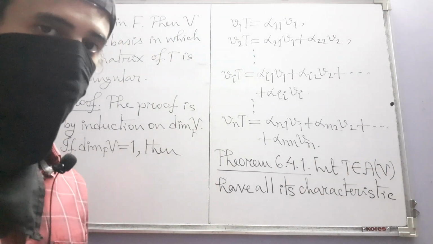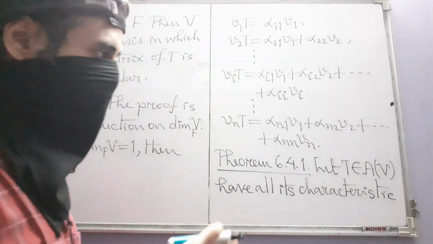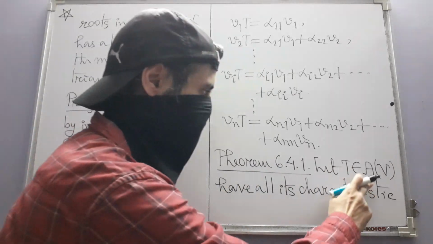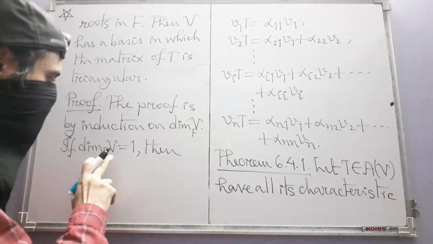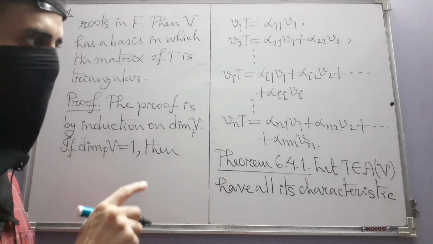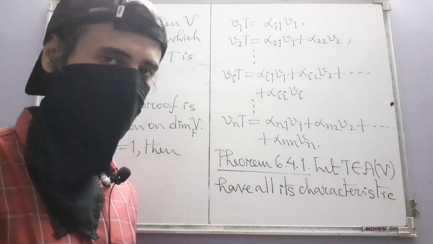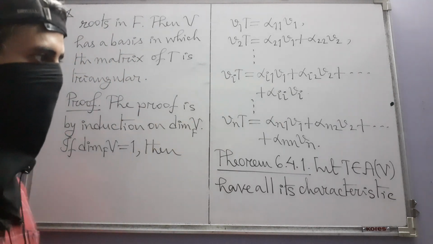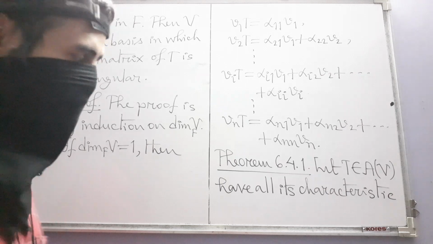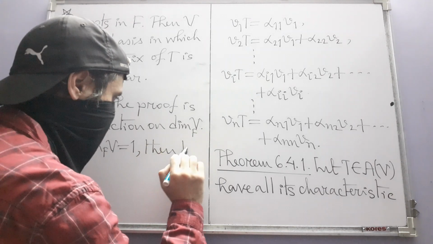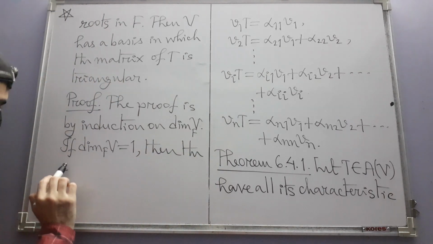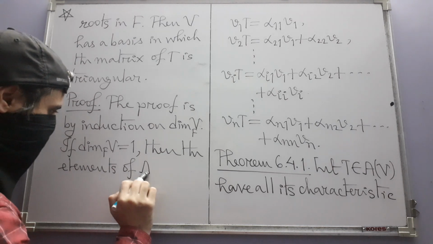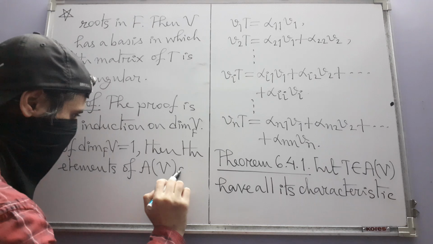what is the dimension of A of V? A of V is an algebra, but being an algebra, A of V is also a vector space, so it has its own dimension. That dimension is, you see, if the dimension of V is n, then the dimension of A of V is n squared. We already know this. So that means now A of V is also one dimensional, and that is why the elements of A of V are scalars.